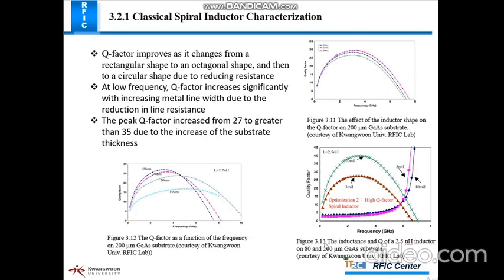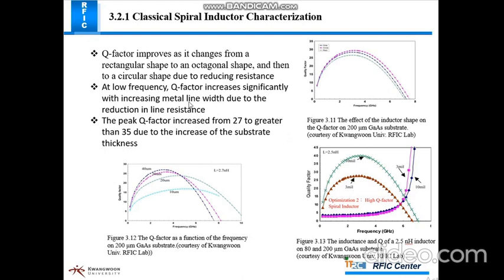Here figure 3.13 shows the inductance and the quality factor of a 2.5 nanohenry inductor on 18 and 200 micrometer gallium arsenide substrate. So quality factor is also increased. Quality factor improved as it changed from the regular rectangular shape to an octagonal shape and then to a circular shape due to reducing resistance.